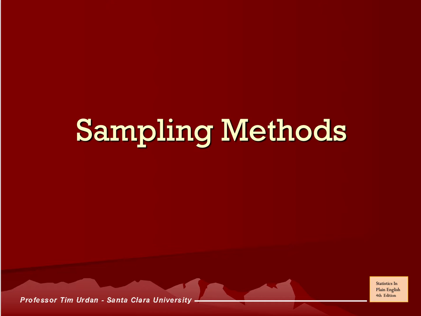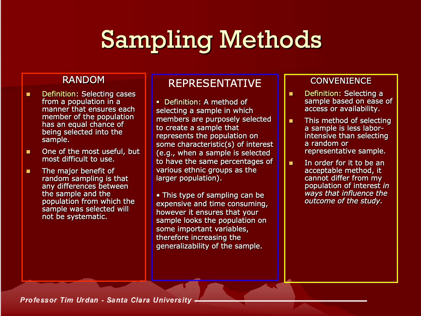So there's several different ways to sample things, and I have a handout that I'm going to attach to this announcement on sampling methods. So you'll also have that handout for your help. There are three main sampling methods that we are going to study in this course. That is random sampling, representative sampling, and convenient sampling. Random sampling does not mean randomly selecting people. That is a huge misnomer in statistics.